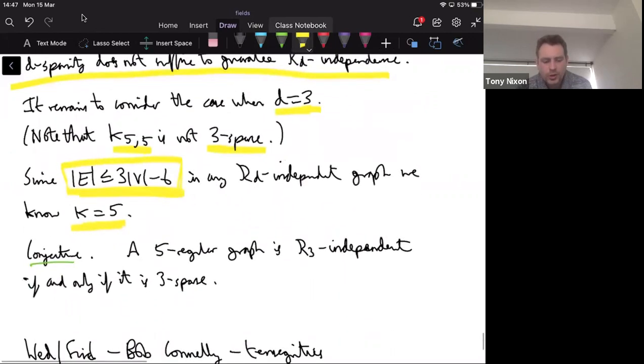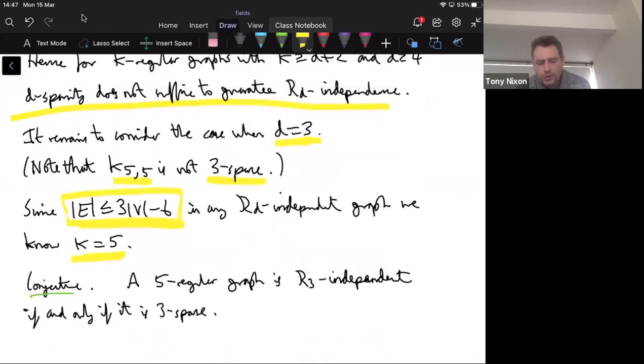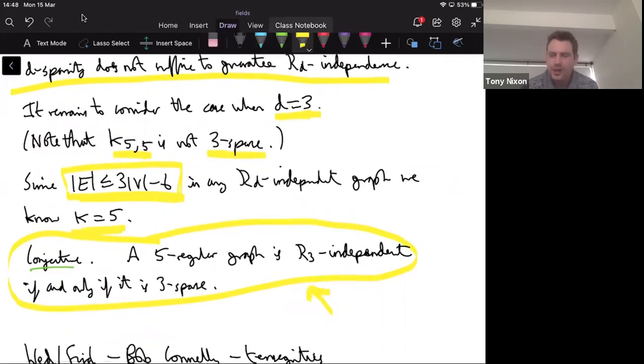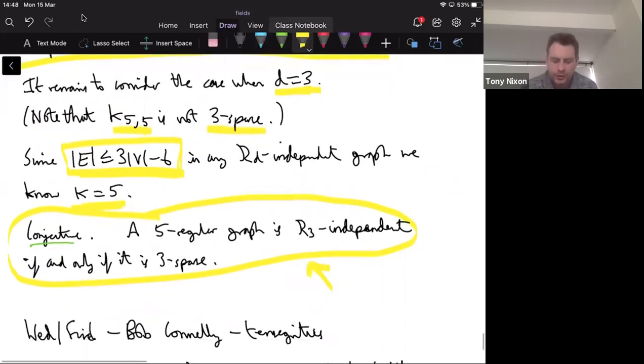So here's a question. Is it true that a 5 regular graph is independent in the three-dimensional rigidity context if and only if the graph is free sparse? Okay. So this was conjectured in the early 2000s, but to be honest, I think it's provable, but I haven't managed yet. So I'm just throwing it out there for anyone who wants to try.